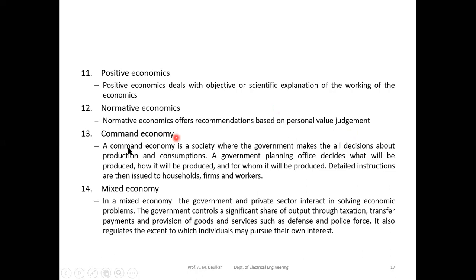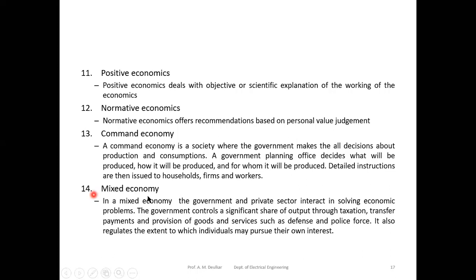Command economy. A command economy is a society where the government makes all the decisions about production and consumption. There is some commanding force for this particular economy. What is that commanding force? Government. So the government is planning offices, deciding policies on how the production of certain goods and services should be in the country and how that will be distributed all over the country.